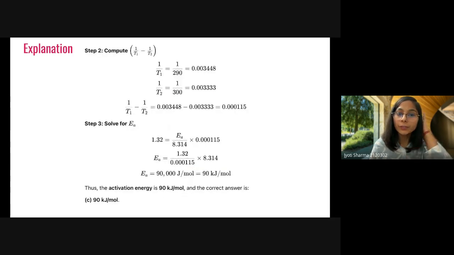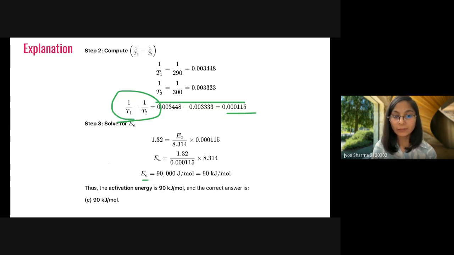Then we will compute 1 upon T1 minus 1 upon T2. We have these values, and this is how we will get 0.000115. We will put it into the equation: 1.32 is equal to activation energy upon gas constant multiplied by this value. We will rearrange the equation and calculate Ea, the activation energy, and this will be 90 kilojoule per mole. So the answer C will be right, that is 90 kilojoule per mole.